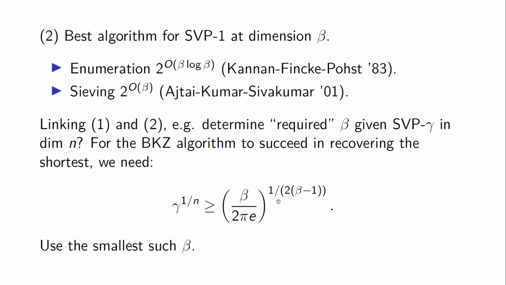The right hand side is dominated by beta to the 1/2 beta, which is a decreasing function. So for large enough beta, this should be satisfied. So we're going to find the smallest such beta satisfying this equation. Therefore, we can decide beta from the crypto schemes, which give us gamma and n. And once we get beta, for example, beta is 400, we can plug beta into this asymptotic notation over here. And clearly, we want some more precise estimate in addition to the asymptotic one, and we're going to consider that.